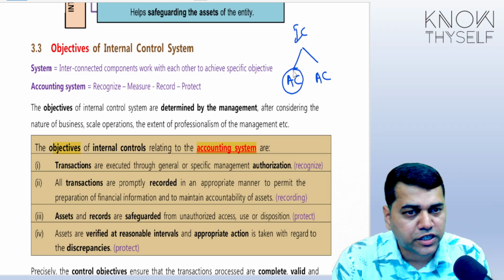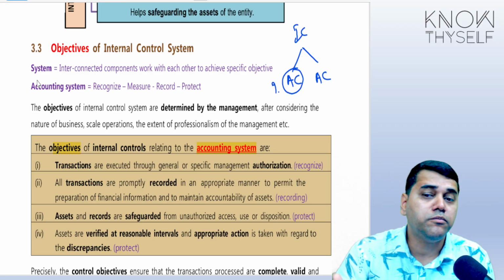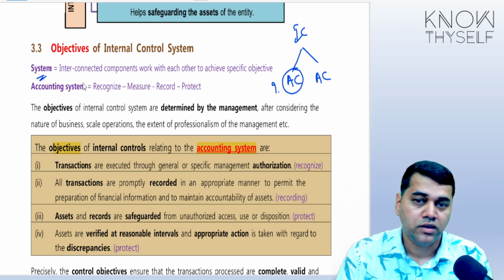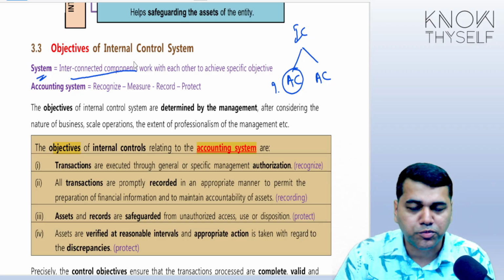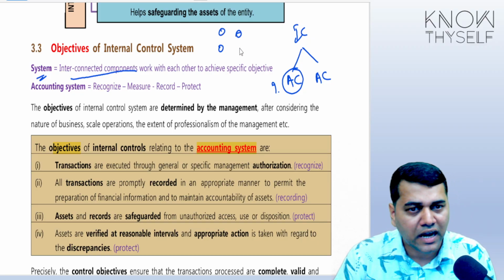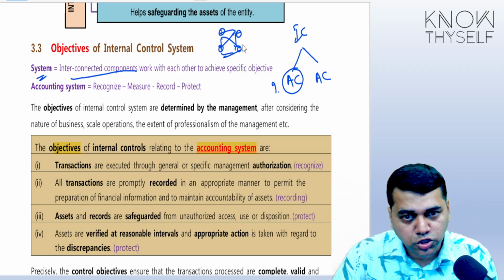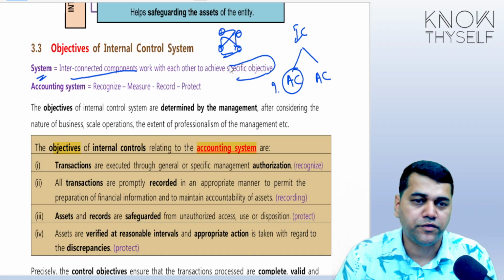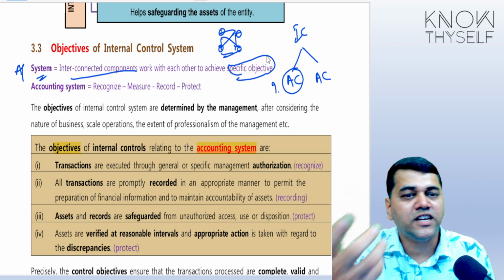What is the objective of accounting control? For this, we need to understand the meaning of the word system. System means interconnected components. There are small components which are related to each other, which talk to each other to achieve some specific objective. With regard to an accounting system, what is that specific objective?